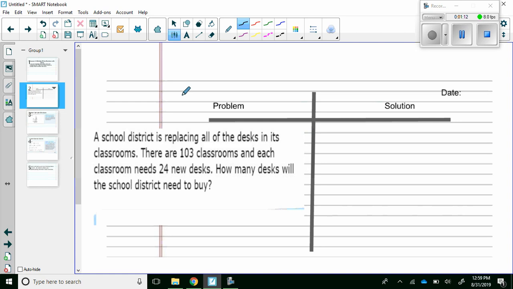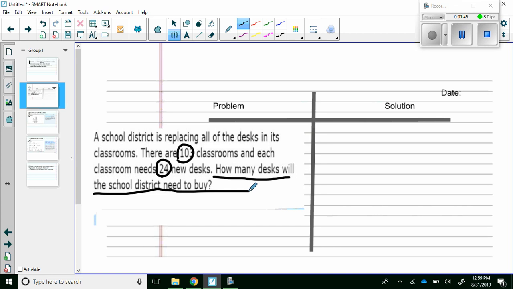Okay, let's go ahead and solve the problem. First, to solve, I want to use CUBES. I want to circle the numbers I'm working with, 103 and 24. Next, I want to underline the question. The question in this problem is, how many desks will the school district need to buy? Forgive me, I don't have my stylus with me, so I'm just using my finger to write.